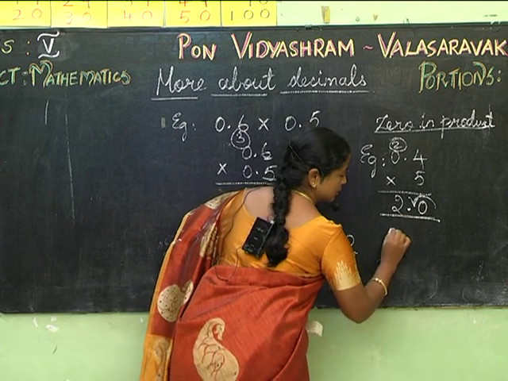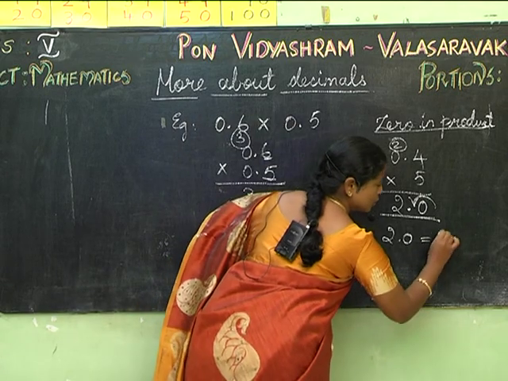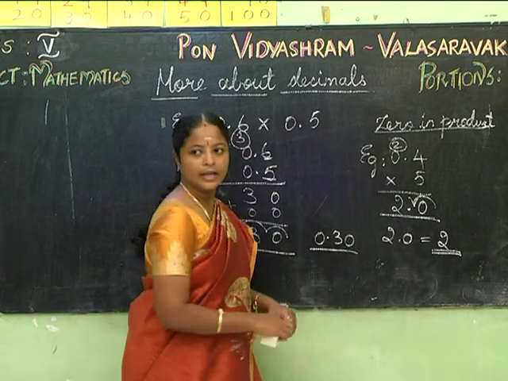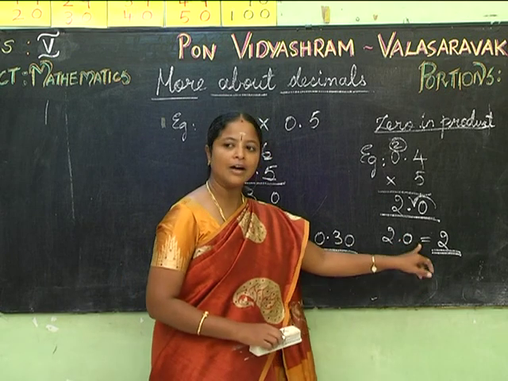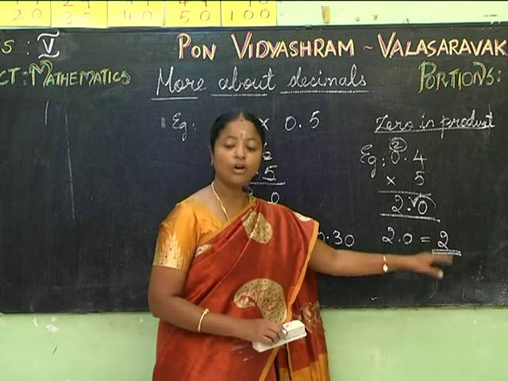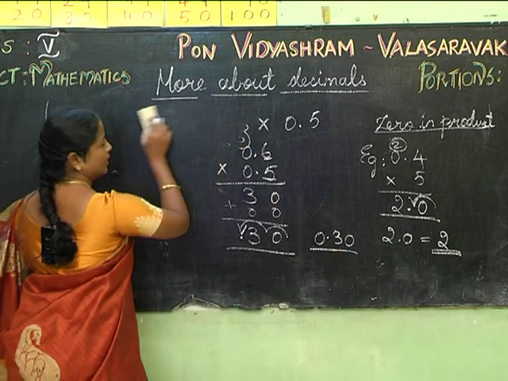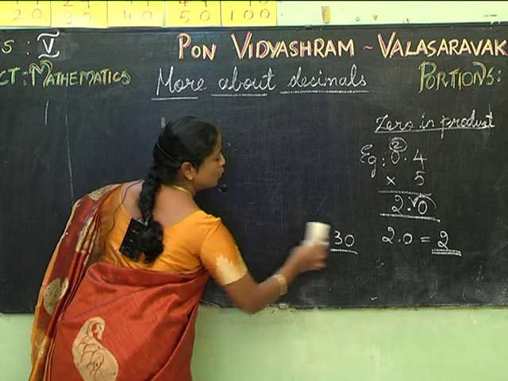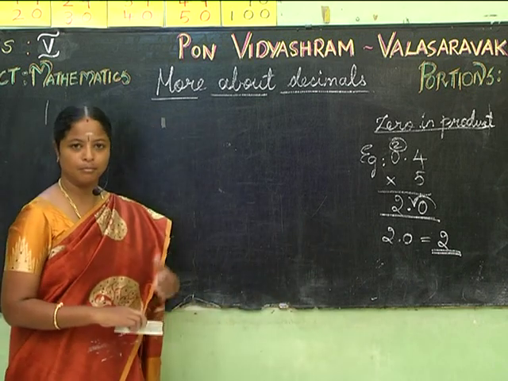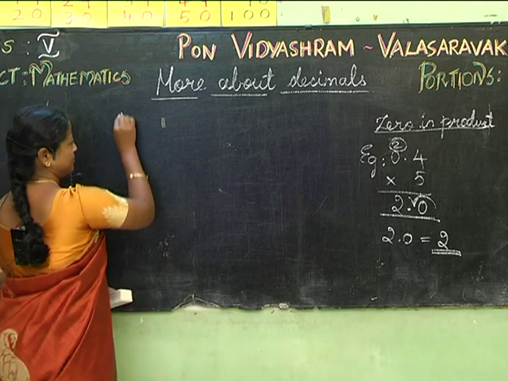Here this 2.0 can also be written as 2. When there is 0 after the decimal point, at the end of the decimal, it has no value. Now we shall see about multiplication by 10, 100 and 1000.